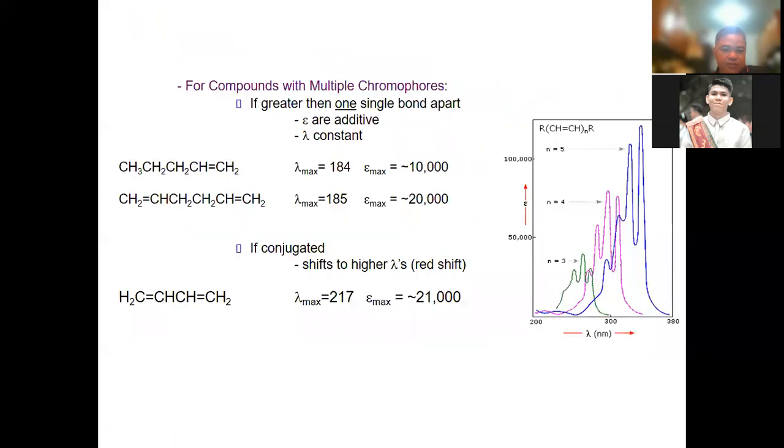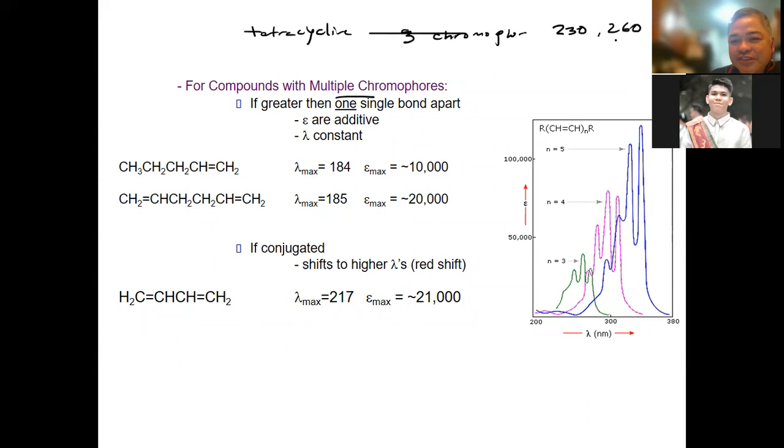Now, this is useful also if you have multiple chromophores. Okay, so a chromophore is the one responsible for the absorbance. So sometimes your given compound has multiple chromophores. The one that I worked on in my dissertation, tetracycline, I have 3 chromophores there. And what I do is I just look at, if I'm not mistaken, 230, 260, and 360. So those are the wavelengths that I look for. So what does it mean? It absorbs at those wavelengths.